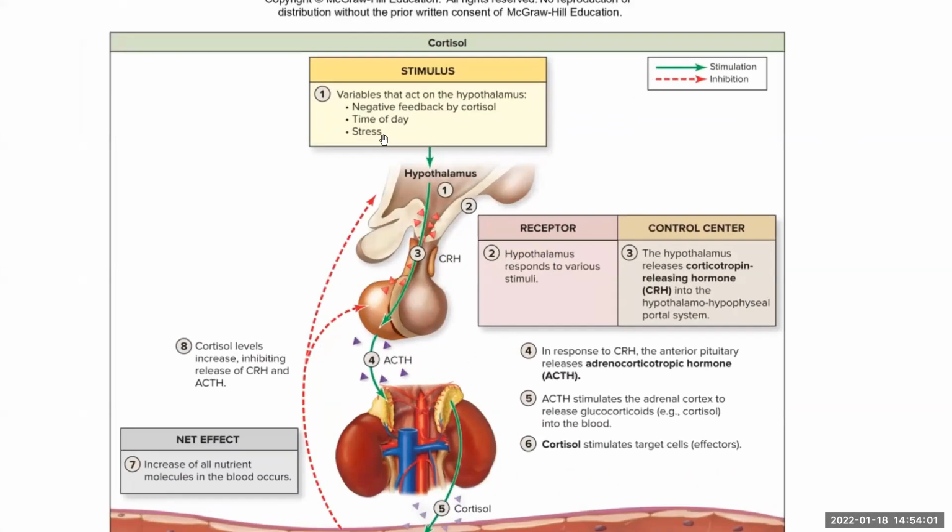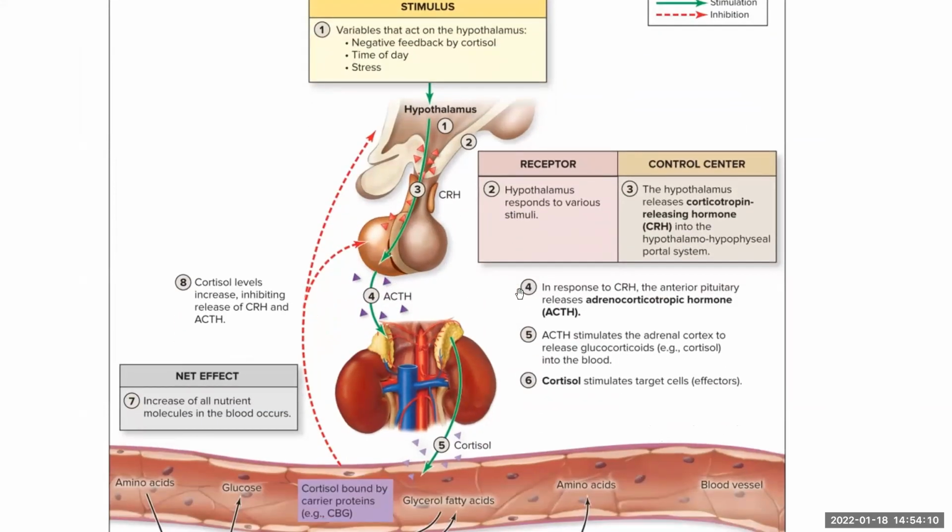All right, so here's our stimulus, our negative feedback, time of day, and stress. The hypothalamus receptors are going to release that corticotropin releasing hormone, CRH, into our little blood portal system here. It's going to travel down to the anterior pituitary and stimulate it to release ACTH, the adrenocorticotropic hormone.